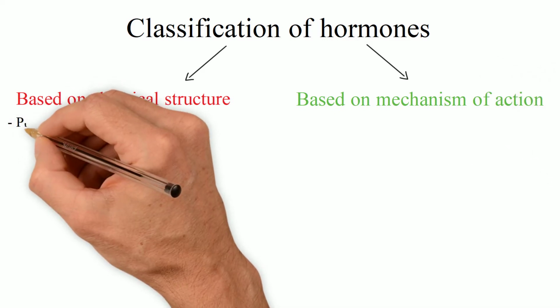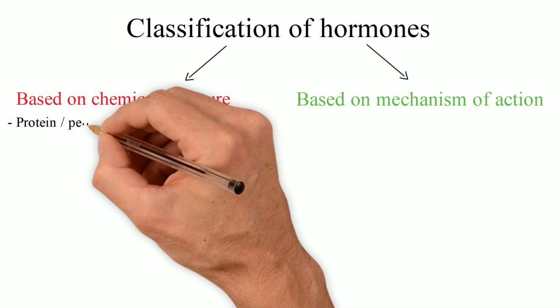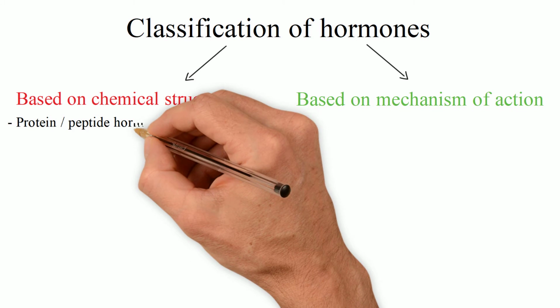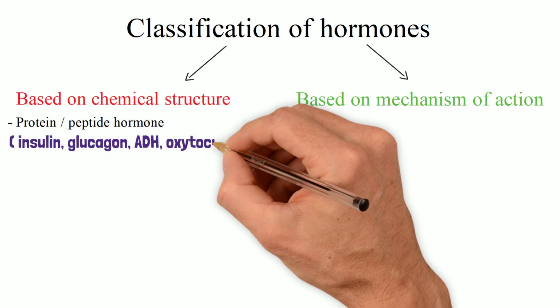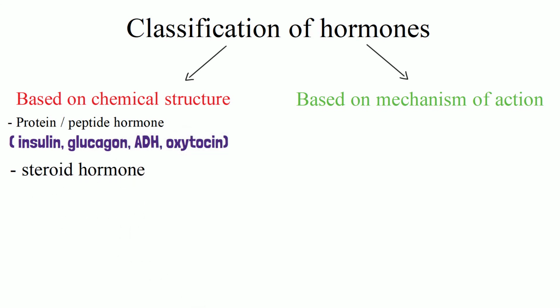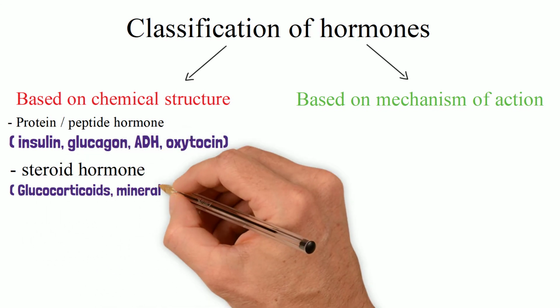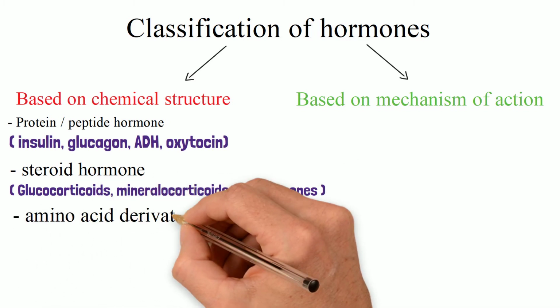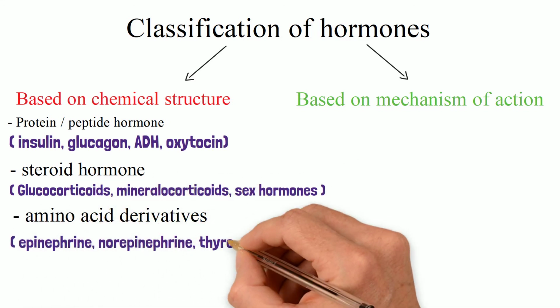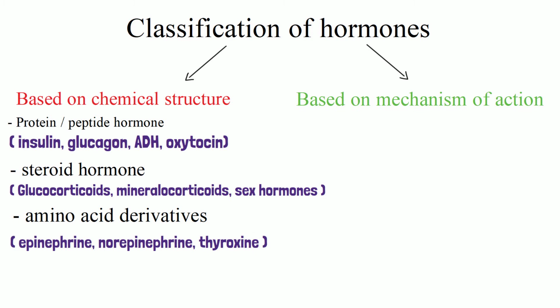Classification of hormones. It is of two types, based on chemical structure and based on mechanism of action. Based on chemical structures, we have protein hormones or peptide hormones, which is insulin, glucagon, ADH, and oxytocin. We have steroid hormones, which is glucocorticoid, mineralocorticoid, and sex hormones. We have amino acid derivatives, which is epinephrine, norepinephrine, and thyroxine.